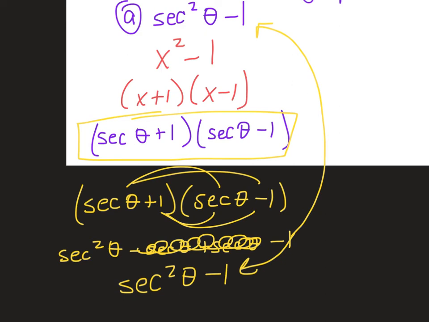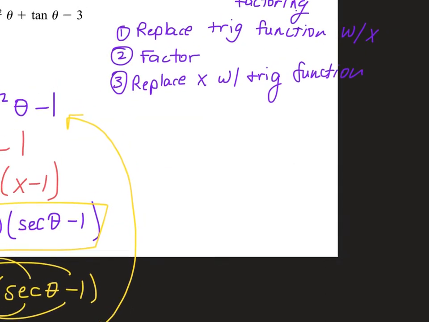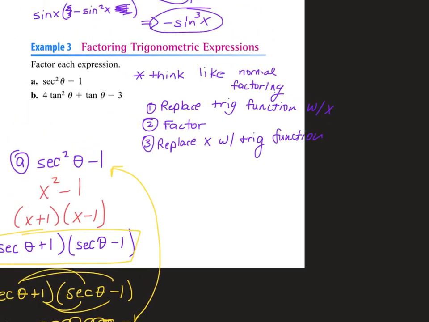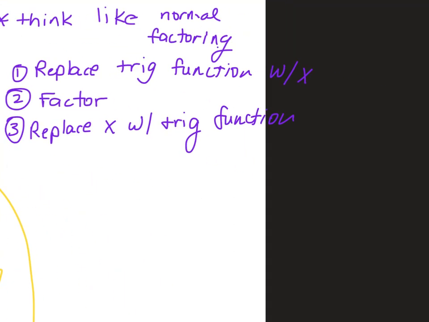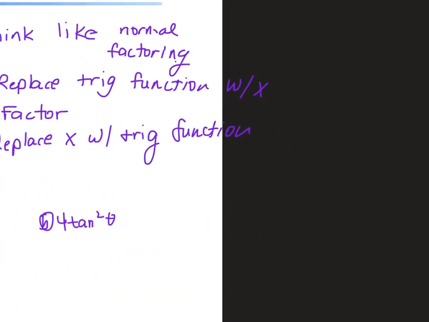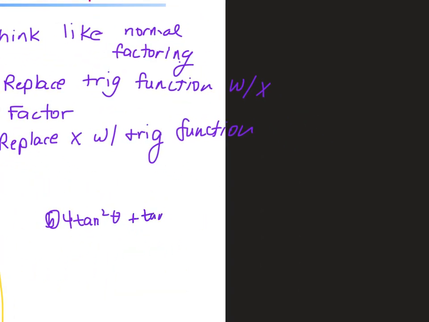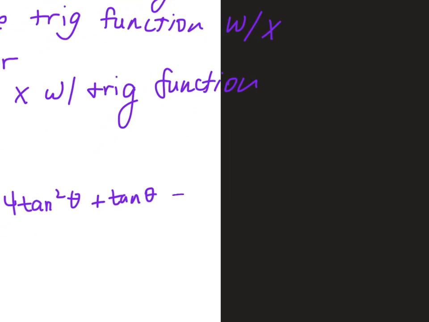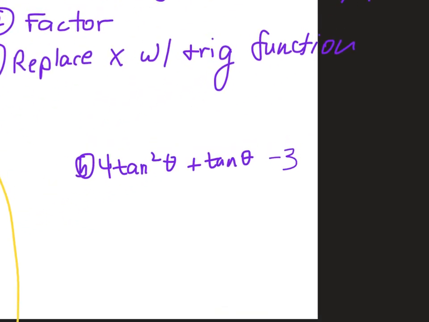All right, let's try the second one. Then I'm going to let y'all relax for a minute. I have 4 tangent squared theta plus tangent theta minus 3. So let's rewrite this in terms of x. What would it look like? 4x squared plus x minus 3.